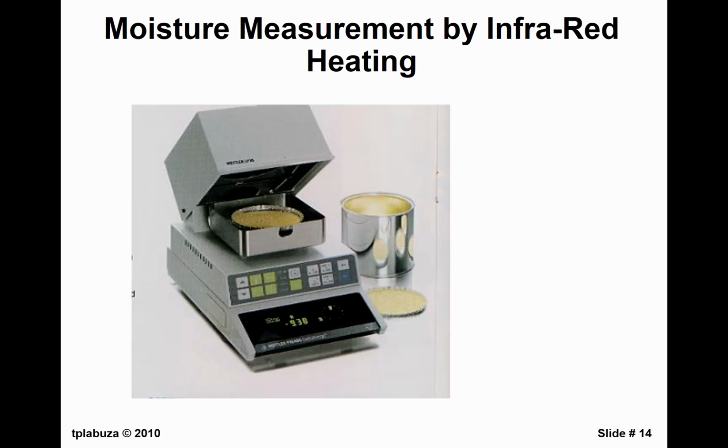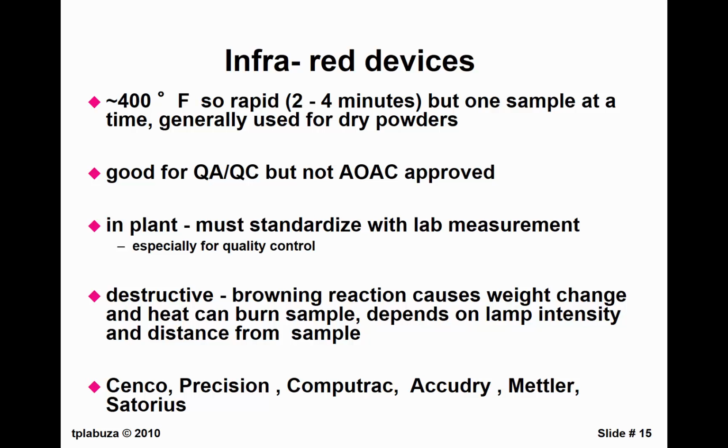The typical instrument has a heater bulb in here, an infrared heating bulb. The bulb is going to come about 1.5 inches above your sample. In this case, it was ground up popcorn. You run this at about 400 degrees Fahrenheit, so it only takes 2 to 4 minutes. But only one sample at a time, so it's best for things like dry powders.